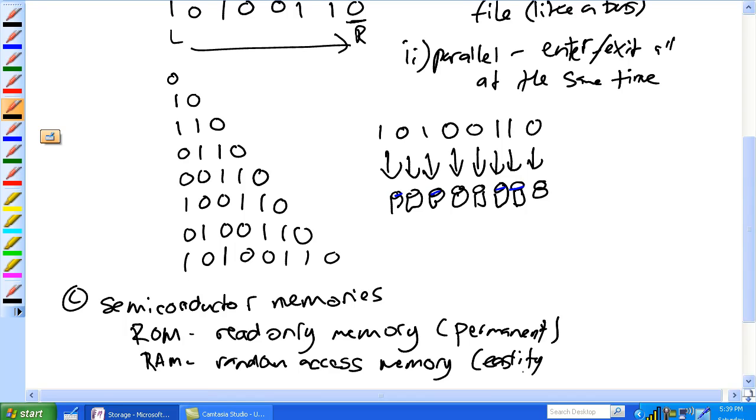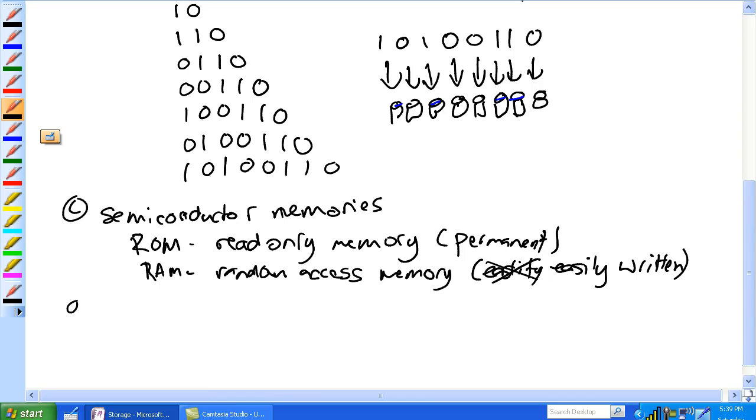Easily, they submit all this mass storage.